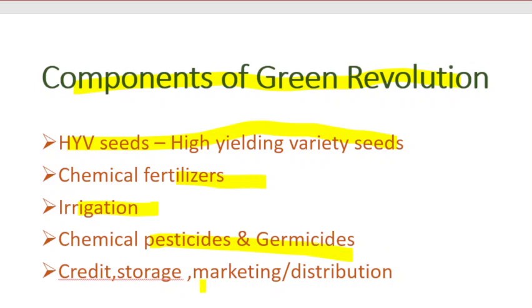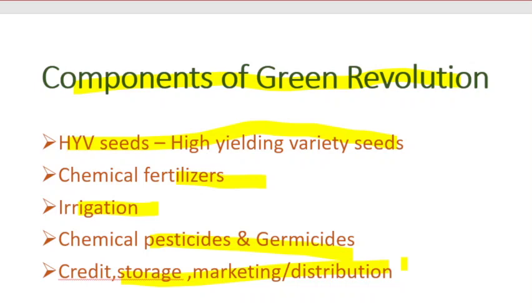And lastly, it is credit, storage, marketing and distribution. Credit, because these HYV seeds were costly, so farmers needed easy availability of credit. Then storage. The green revolution was basically focused on the Haryana and Punjab area. Their HYV seeds were supplied abundantly, but we need to store them so that we can distribute them across the country. Then marketing and distribution: whatever rice is produced in that area has to be distributed to other regional states, so marketing and distribution are also required.